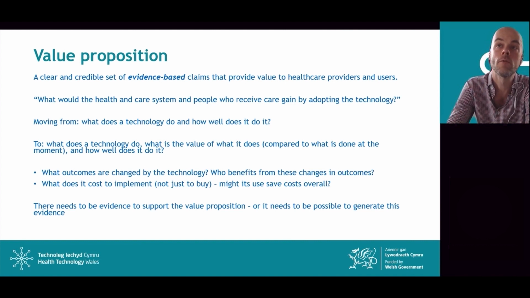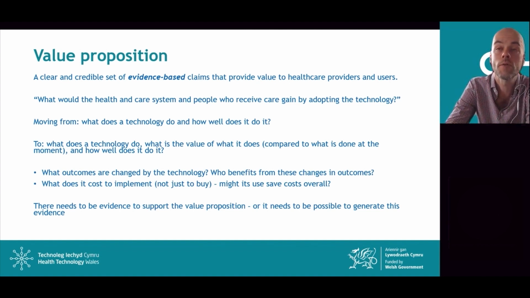To what does it do? What's the value of that? And how does that compare to what's done at the moment? How does that compare again to standard care? And how well does it do it in isolation, but also how well does it do it in comparison to standard care? And drilling down into the detail of that, we'd start to think about things like exactly what outcomes are changed by the technology and who benefits from those. Are they the most important outcomes? Are they the outcomes that matter to people who have this condition and the people who are involved in their care?